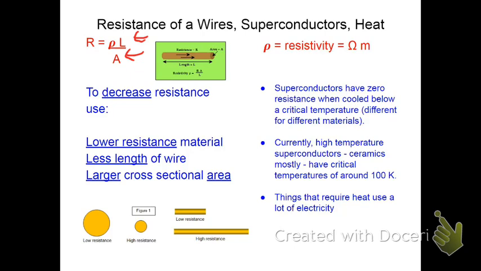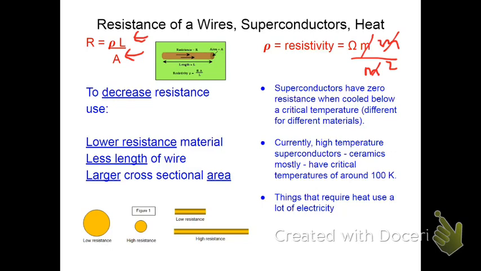If you look at the dimensional analysis, if you have resistivity in ohm meters times length in meters and divide that by the area in meters squared, the meters cancel and you get resistance in ohms. So it's kind of a strange unit. It's a multiplied unit. We don't see that a lot in physics, but that's just the way it is.